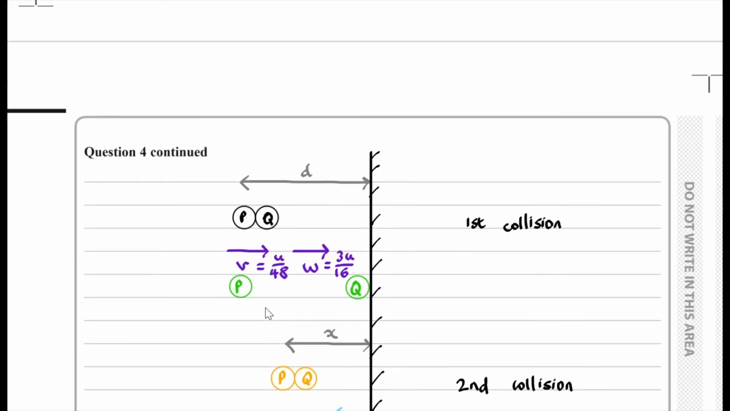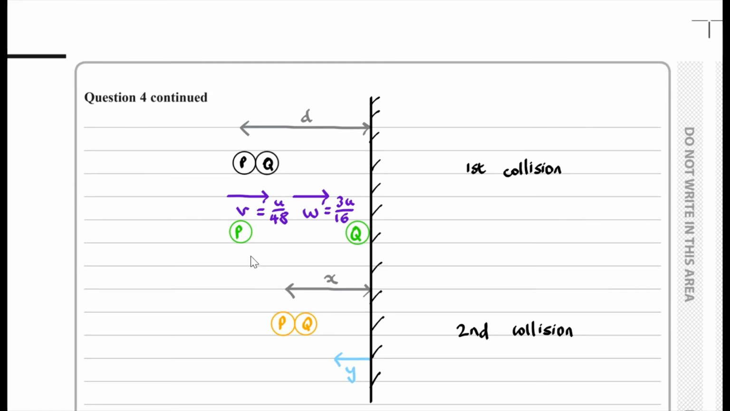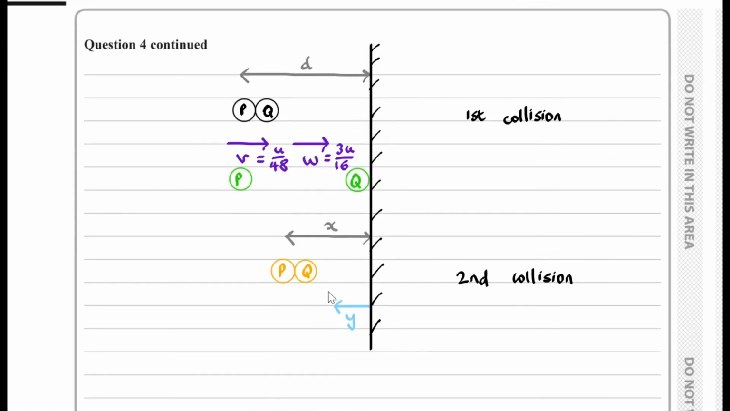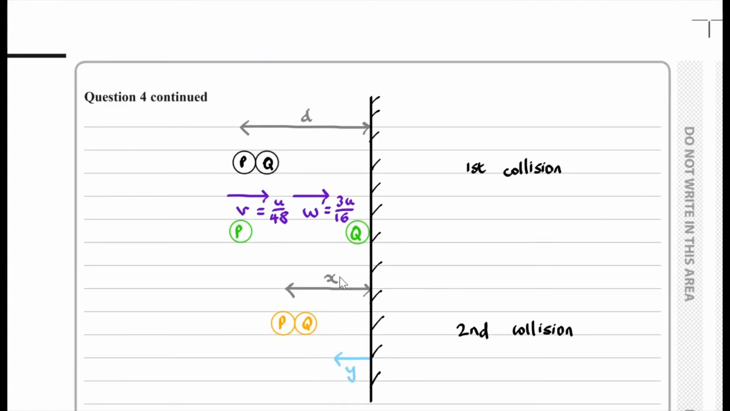Okay, so I think that's a bit difficult to understand. So after the collision, P moves towards the right, and Q obviously goes back after it bounces from the wall, and they collide like this. Hopefully that makes sense what's going on. And we wish to find X in terms of D essentially. Now the first thing we can do is find out how long it will take Q to essentially get to the second collision.